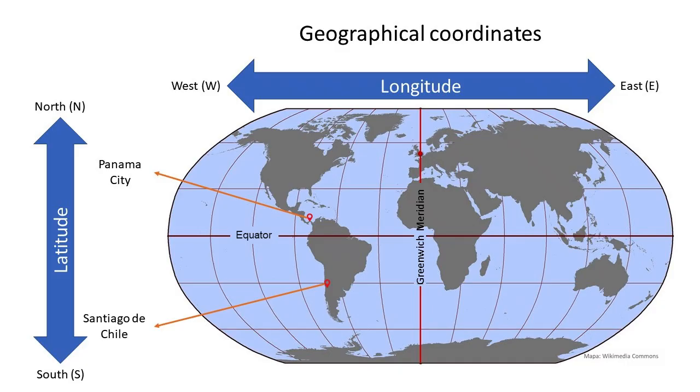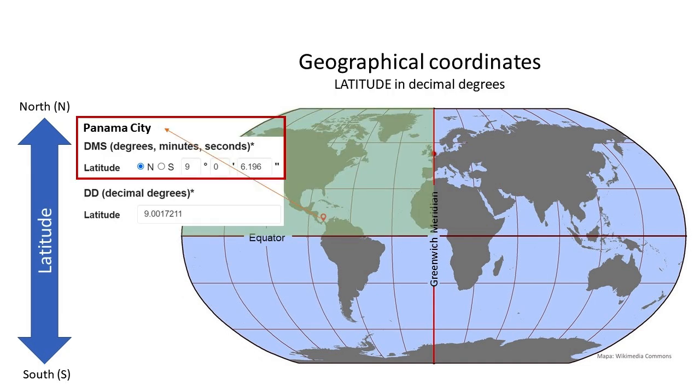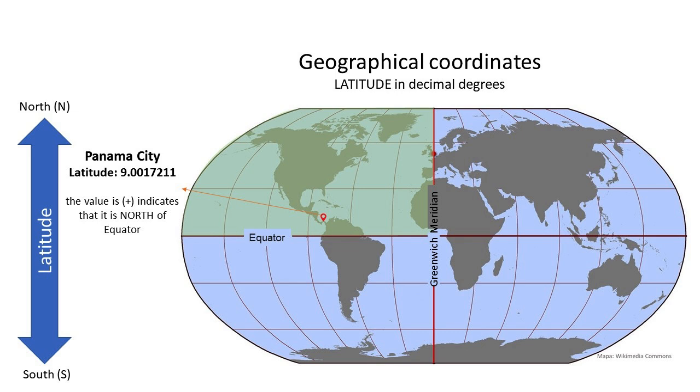Let's take two cities as an example, one north of the equator and one to the south. Here, we have the latitude in degrees, minutes, and seconds. In addition, it indicates that it is the north. Here, we have the information in decimal degrees. Since the value is positive, it indicates that it is north latitude. In the case of the positive, it is not necessary to put the sign.